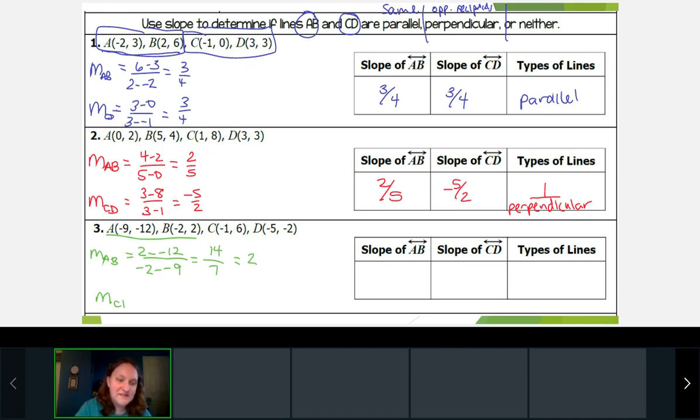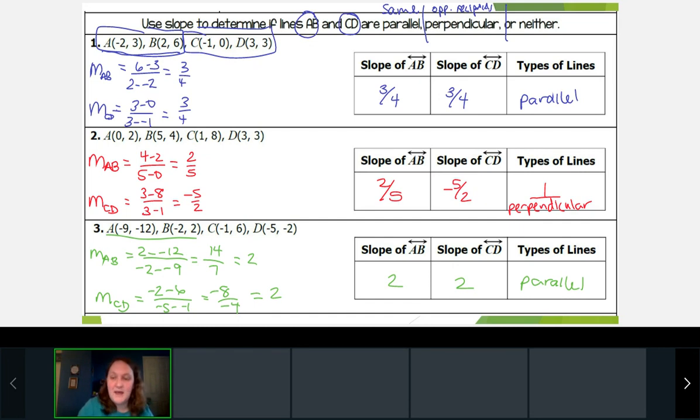And for the slope of CD, you're going to subtract your y values in the top, negative 2 minus 6 over negative 5 minus negative 1. Negative 2 minus 6 is negative 8, and negative 5 minus a negative 1 is really negative 5 plus 1, which is negative 4. And a negative divided by a negative is positive. 8 divided by 4 is 2. So both of their slopes were 2, and so they are parallel.